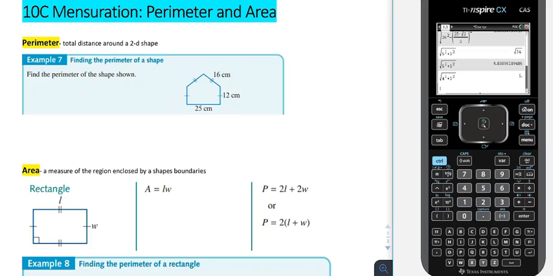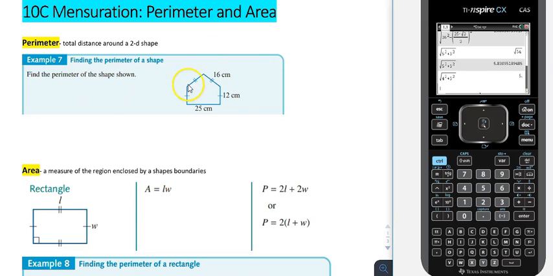10C looks at mensuration. Mensuration is basically the maths behind perimeter, area, and volume. 10C is going to focus on perimeter and area. We'll look at volume separately a little bit later. The perimeter of a shape is basically the total distance around a 2D shape.